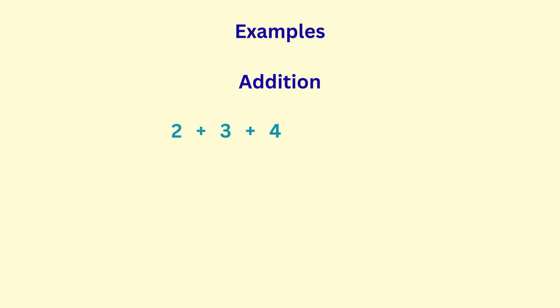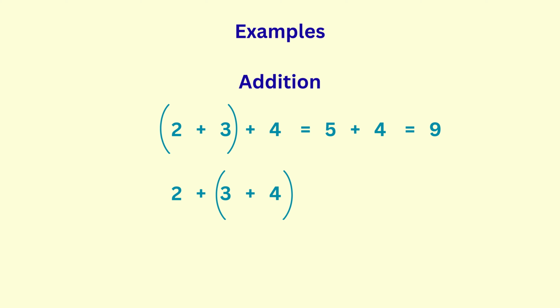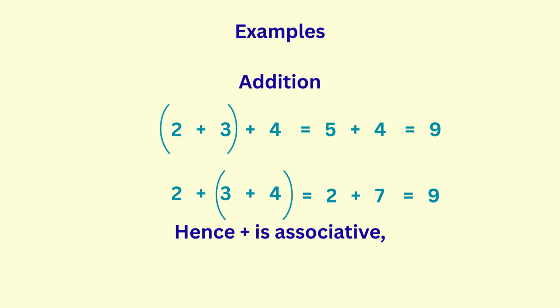Take these three numbers. If we group the first two numbers, we'll get 5. Now 5 plus 4 is 9. But what if we group the last two numbers instead? We'll get 7. Add the 2, and we'll get the same 9. This means that addition is associative because we get the same result whether we group the first two numbers or the last two numbers. It's the same for multiplication.